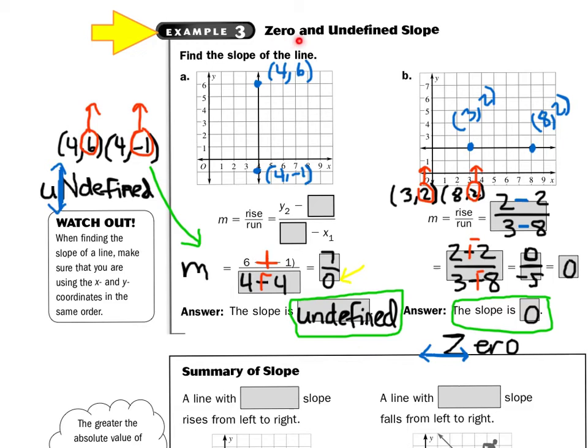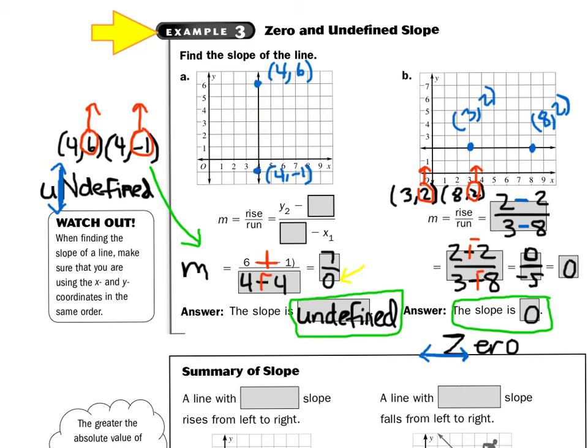Okay, now this is really cool, 0 and undefined slopes. Let me show you what they look like. Look at letter A. See the line is going straight up and down? Well, if you have to find the slope of a line going straight up and down, you can just pick 2 points on the line that they gave me. They gave me 4, 6. And remember, I know it's 4 because I started at the origin, I went to the right 4, and then I went up 6.